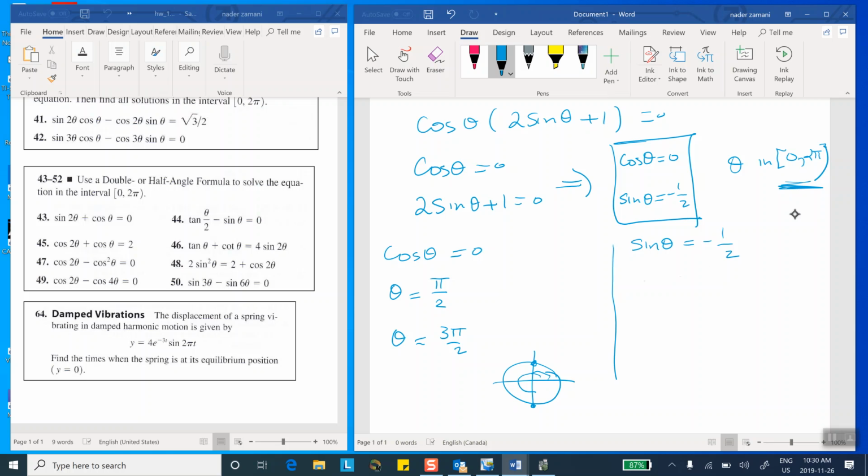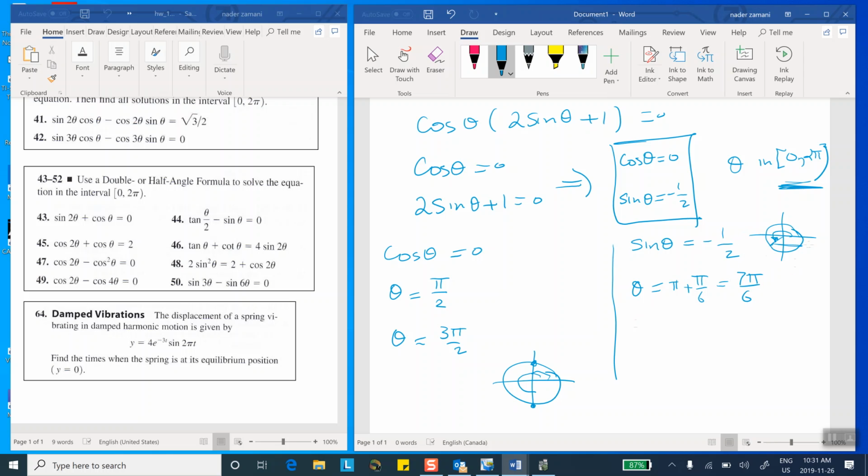So let me remind you where the trig circle is, like this, okay? Sine equal to minus 1/2 means like that, minus 1/2. So one angle is this. So theta equal to, this is pi plus pi over 6, which is 7 pi over 6. You can see that, pi plus pi over 6, okay?